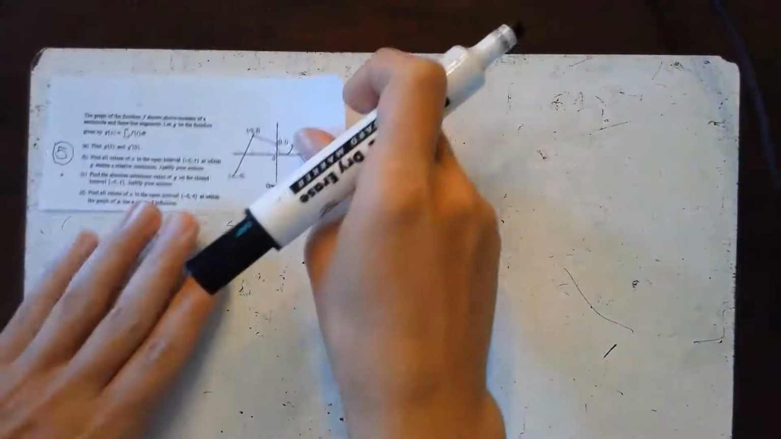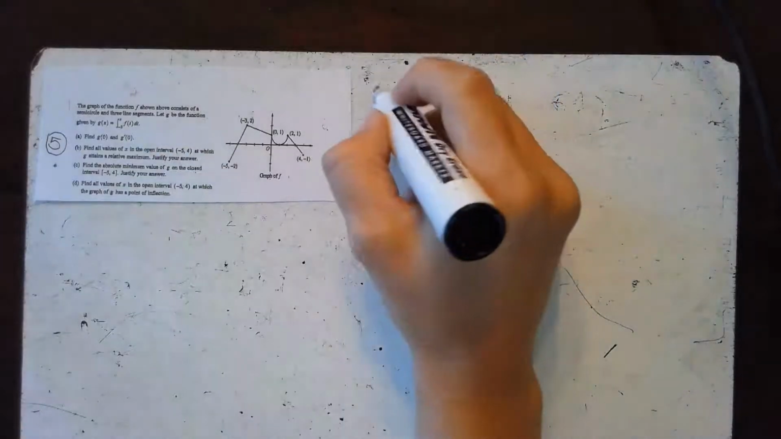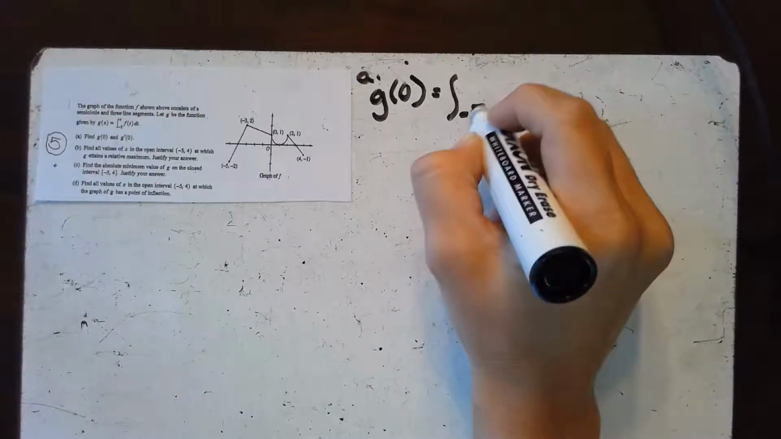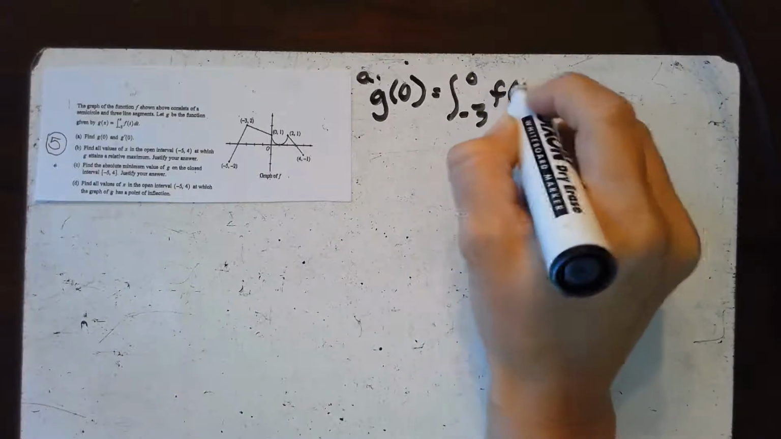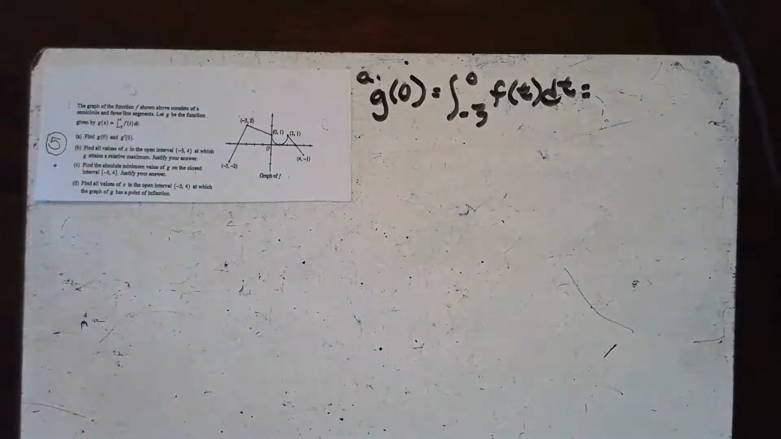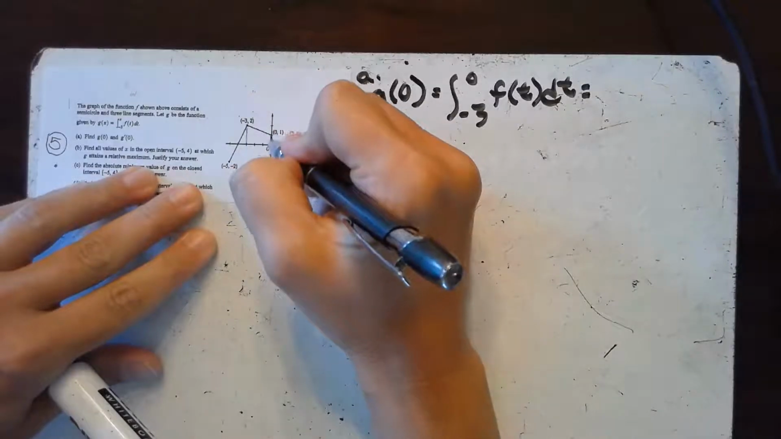All right, and the last word problem that we've got. Okay, this was similar to one of those that we just did. Okay, we want to find the graph of the function. We want to find g of 0. Well, remember this. g of 0 is basically the area underneath the curve from negative 3 to 0. So it's this trapezoid right here.